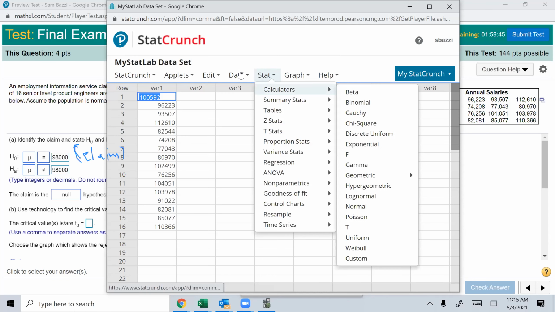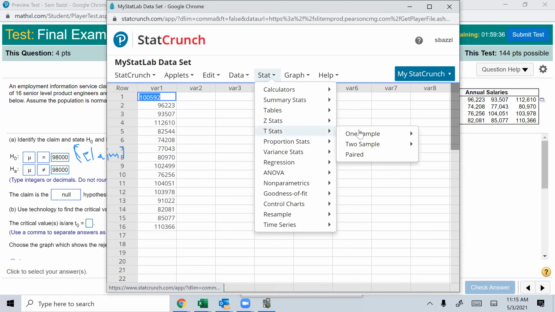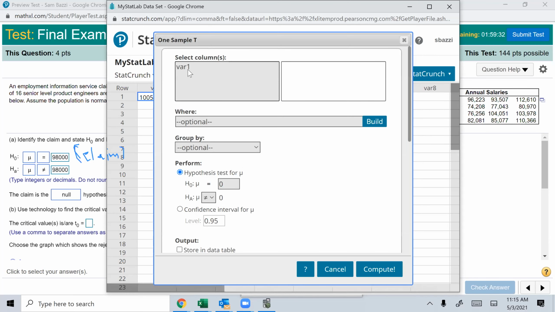So this is a t-test. Anytime you have a data set, guys, it's a t. So you're just going to go to stat, t-stat. It's only one sample with data. It's in variable one. And what we're testing against 98,000, just put 98,000. Put the correct alternative sign, which is not equal, and just hit compute.